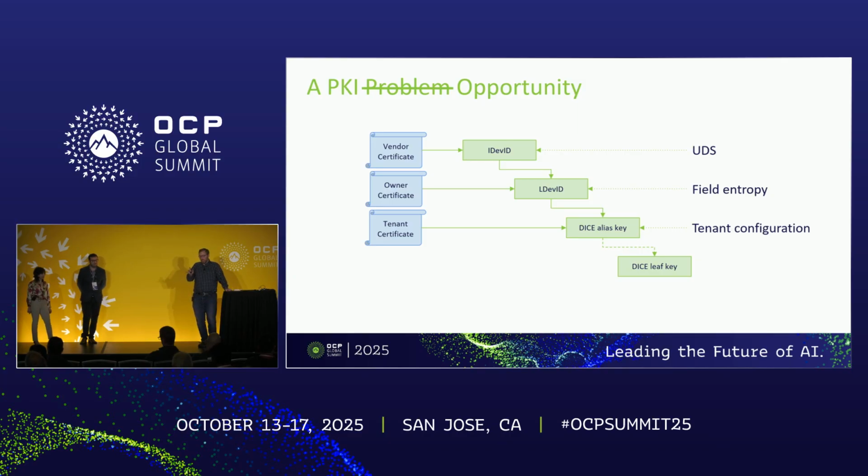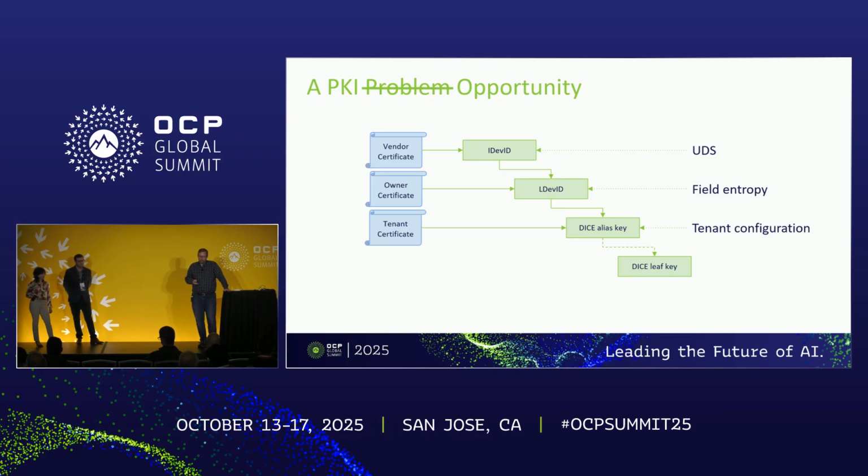Now you can get that property by taking your certificate and stapling it onto IDevID, just co-signing it. Say it was the vendor's IDevID, now it's mine. But here we're illustrating something a little bit different. The owner certificate is actually attached to a different key in the hierarchy, LDevID.